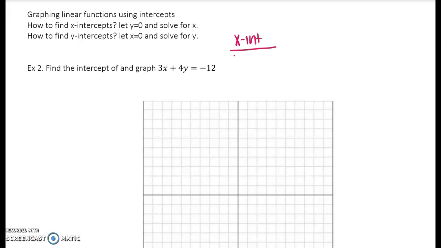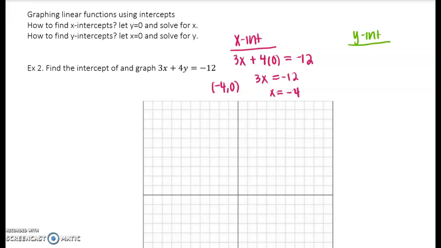So you set y equal to 0. So wherever you see a y, you're going to put a 0 in there. And then you're going to solve for x. So x is equal to -4. All right, and then the way we write that as a point is going to be -4, 0. All right, then we could do the y-intercept.